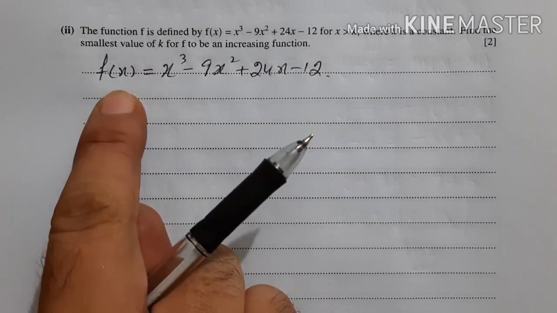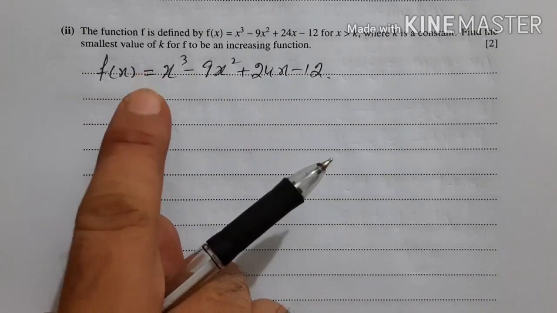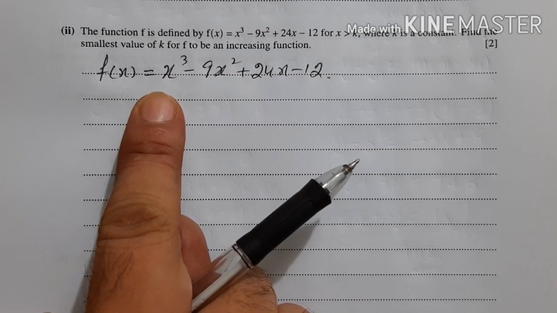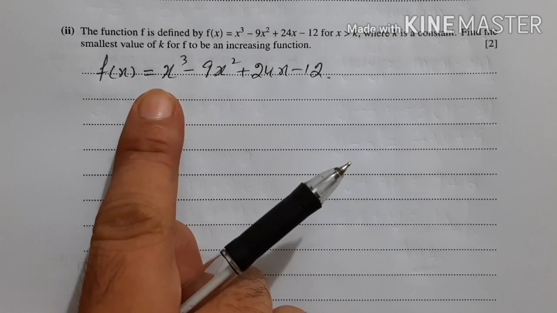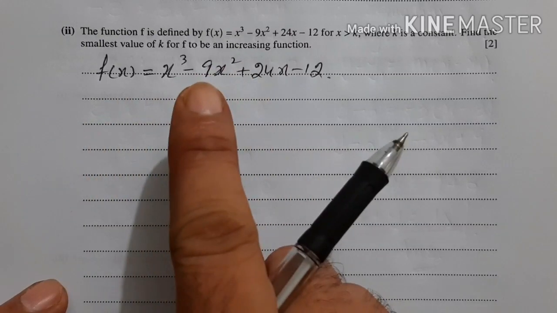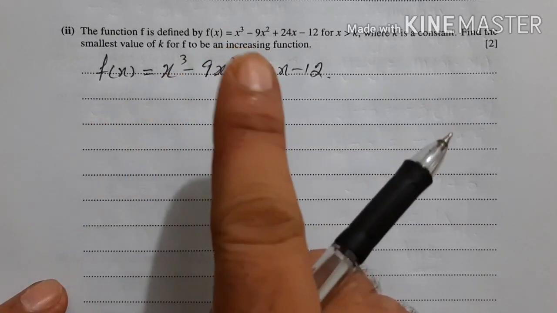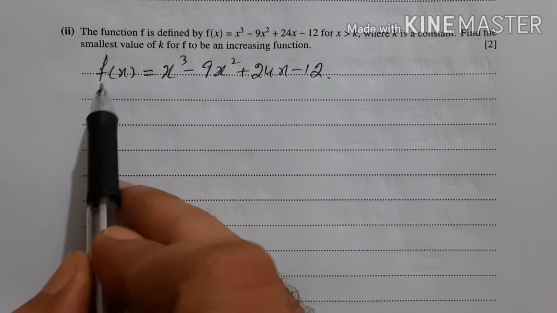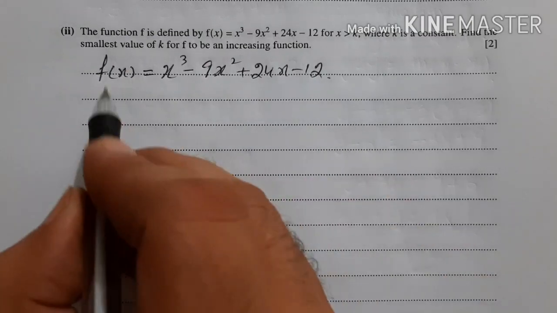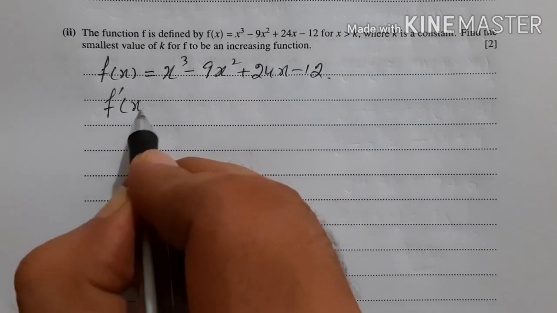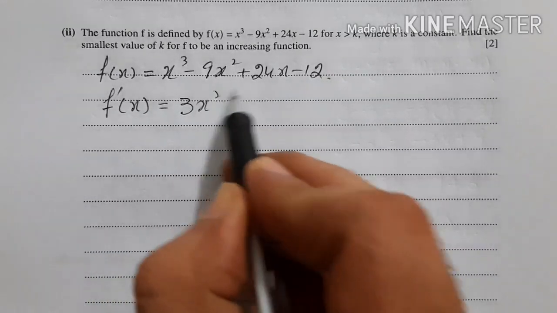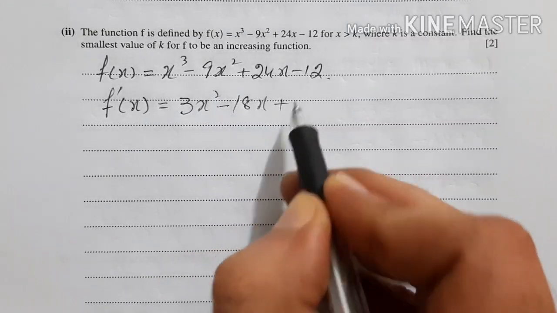So for the function to be an increasing function, the gradient should be positive. Means the tangent line should be in the positive direction. So for this purpose, it means the derivative of this function should be positive. So for derivative, it will be f dash x, which is 3x square minus 18x plus 24.